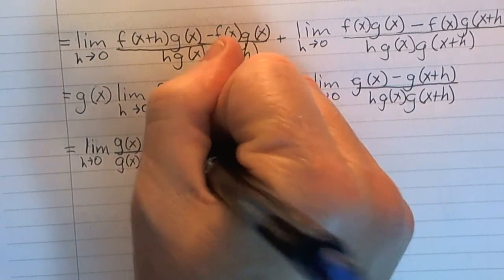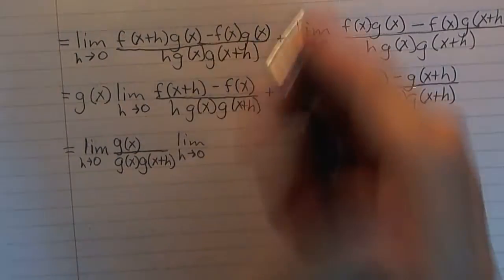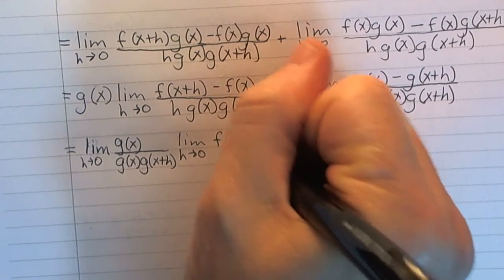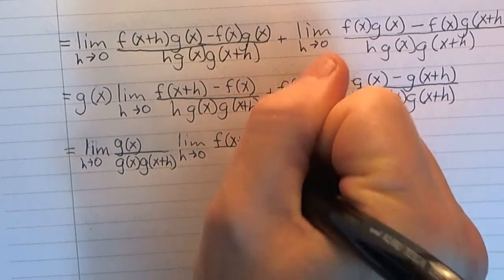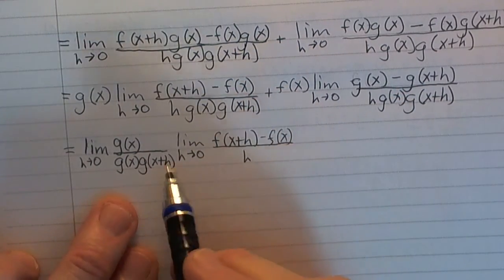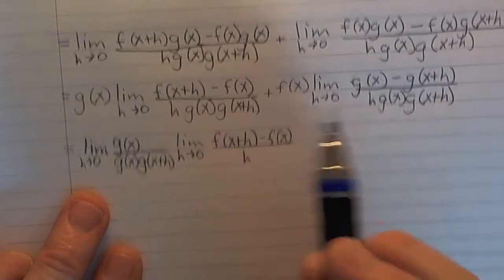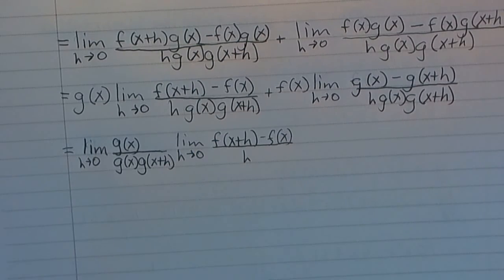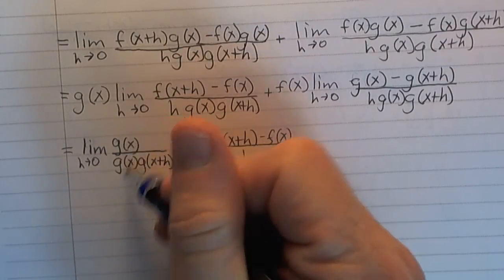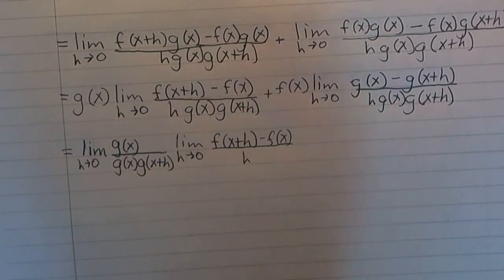But then we have the limit as h goes to 0 of f of x plus h minus f of x over h. Now notice, everything's the same. I just took part of this bottom and put it on the outside and gave it its own limit. Now you might be tempted to cancel off this g of x, but I'm not going to do that because I'm looking to develop a formula. I'm not looking to simplify this. So I'm going to leave that alone for now.